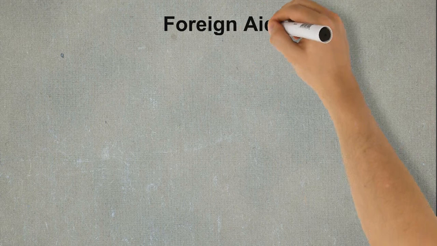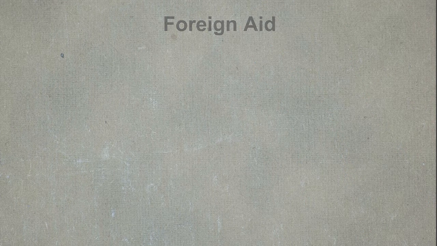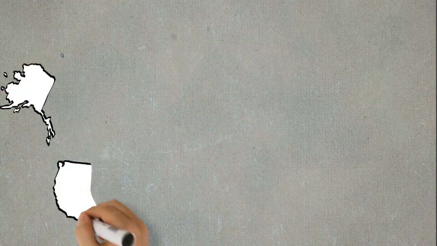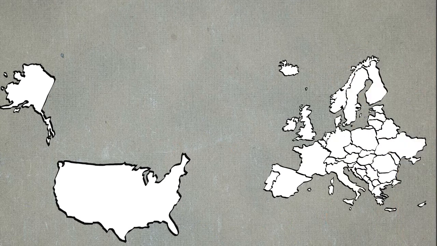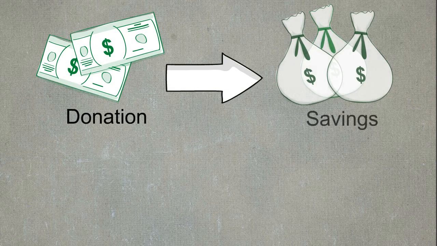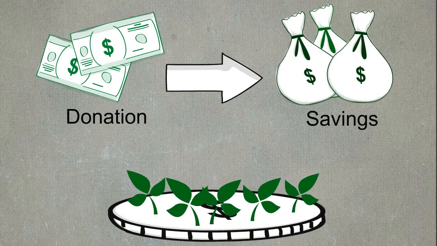What is foreign aid? The foreign aid model was built around the Marshall Plan, an American initiative to aid post-World War II Western Europe. The U.S. contributed a current value of $130 billion over 5 years to help rebuild Western economies. The logic behind this was that donations would promote savings, leading to investments and growth.